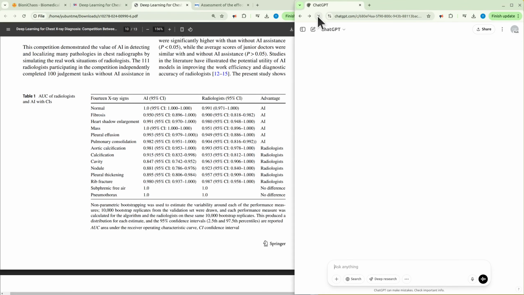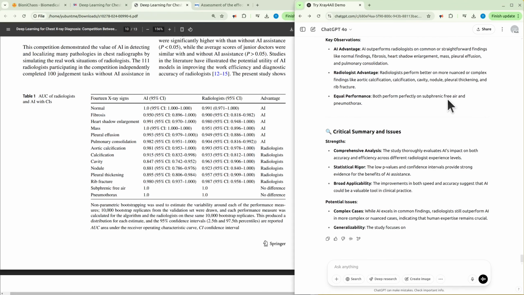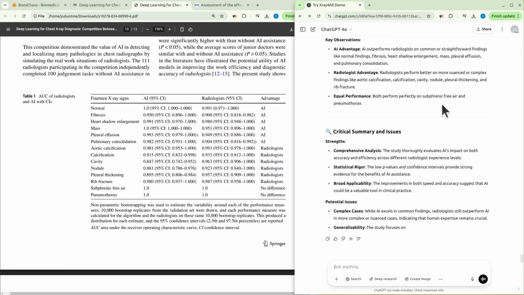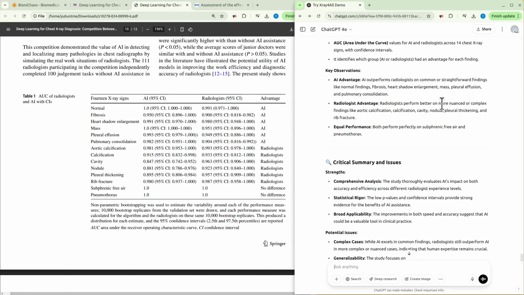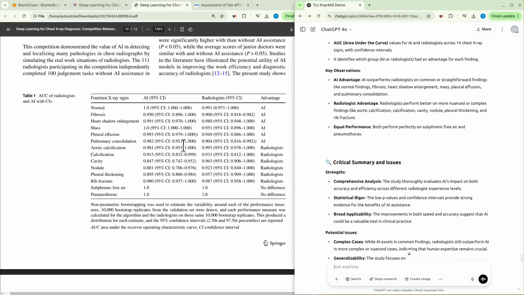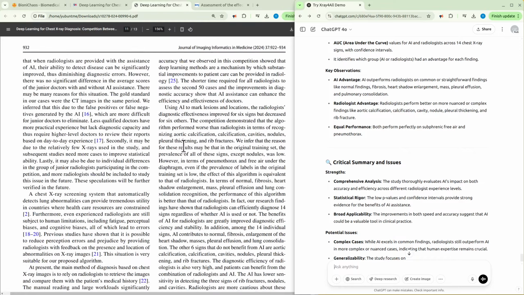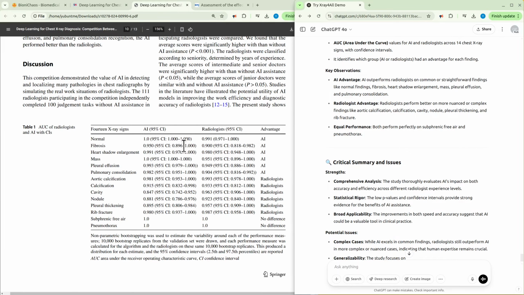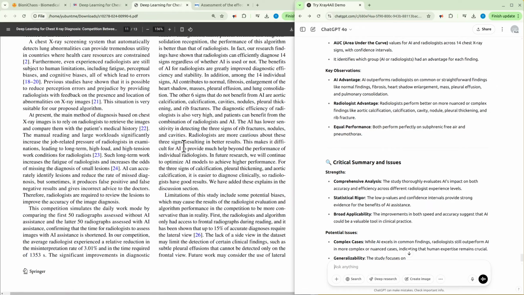Final summary: overall, the paper strongly supports the value of AI in improving radiologist performance and efficiency. Strengths: strong statistical evidence, comprehensive analysis, and clear benefits for different experience levels. Weaknesses: the inconsistency in how AI is evaluated, standalone versus as an assistive tool, could confuse readers and makes it harder to draw direct comparisons.